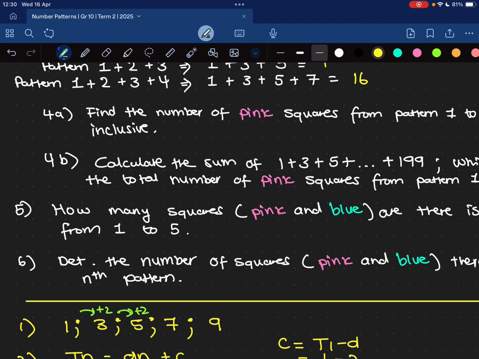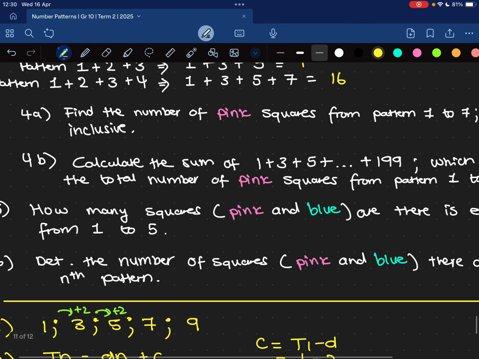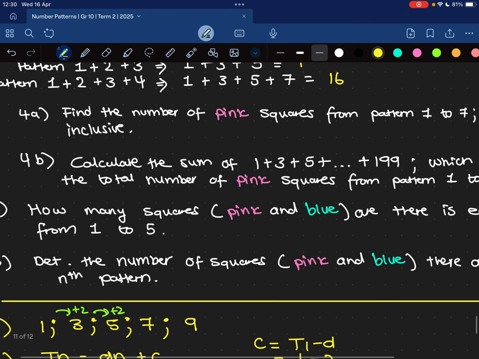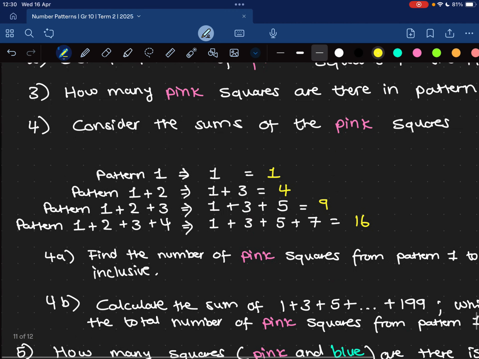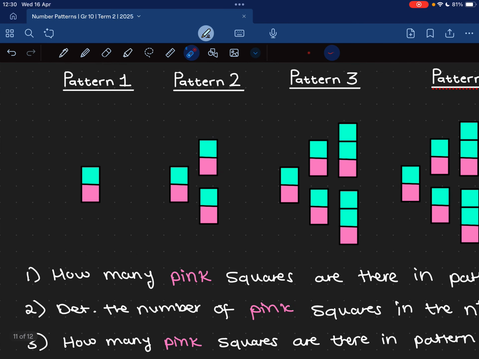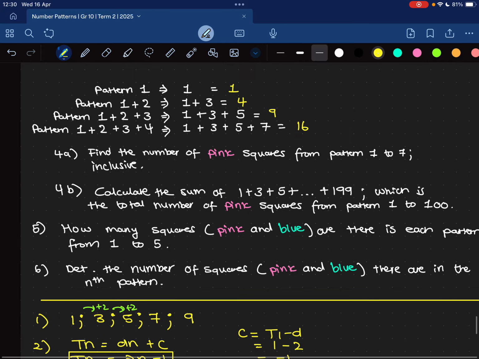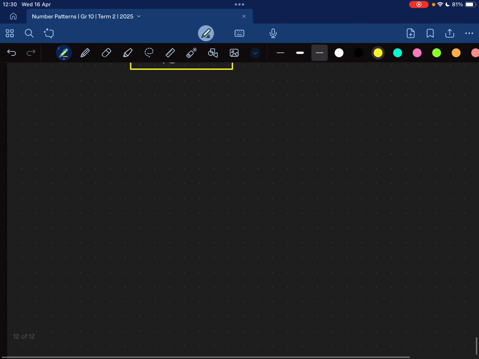Okay, so let's have a look at the next one. It says, how many squares, pink and blue, are there in each pattern from 1 to 5. So they basically want to know how many total squares there are. So this one now, we're not necessarily distinguishing between the colors. So we see here there's 2, then the second one is 2, 3, 4, 5, 6, and the third one will be 6, 7, 8, 9, 10, 11, 12, and so we'll write that out from 1 to 5. So again, we'll have to predict the fifth one.